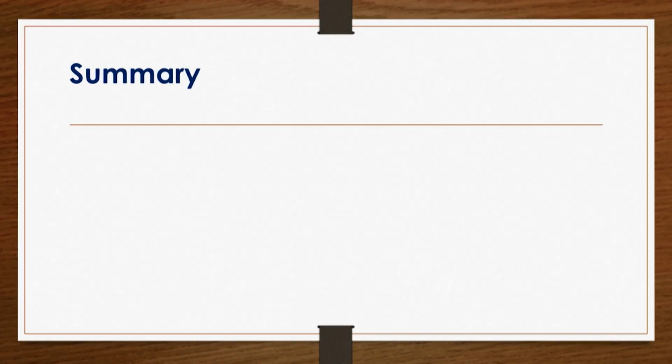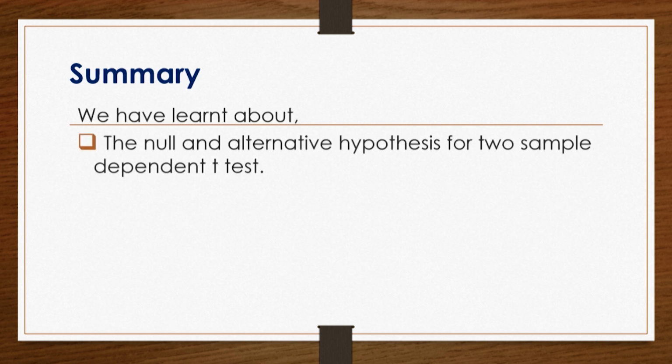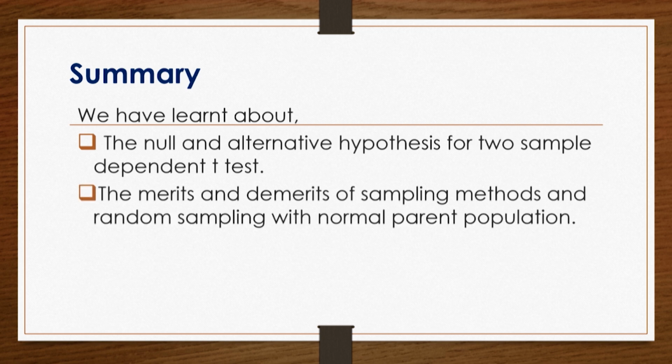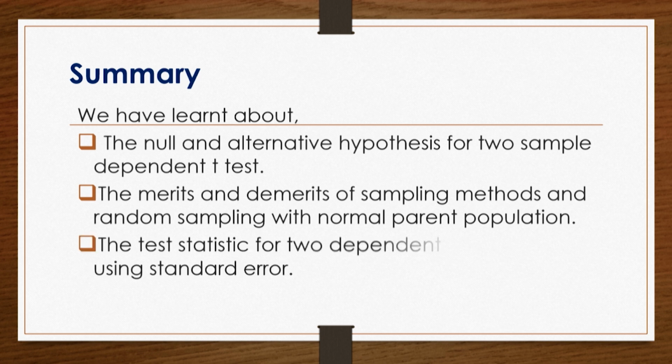Let us summarize what we have learned in this video. In this video, we have learned about the importance of studying null and alternative hypothesis for two sample dependent t-test, the merits and demerits of sampling methods and random sampling with normal parent population, and the test statistics for two different samples by using standard error.